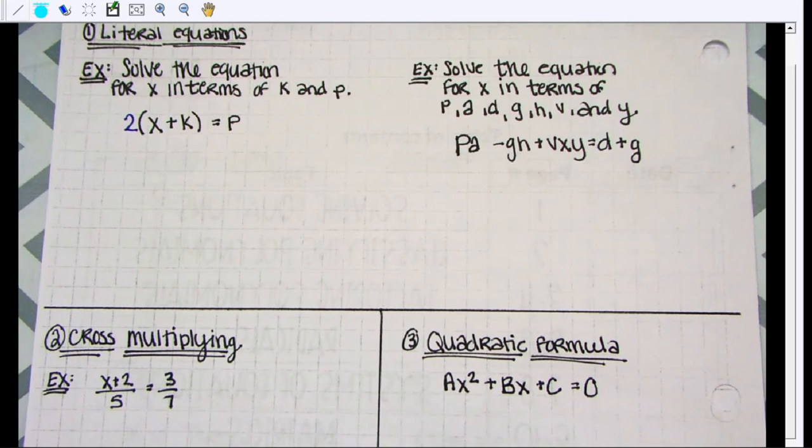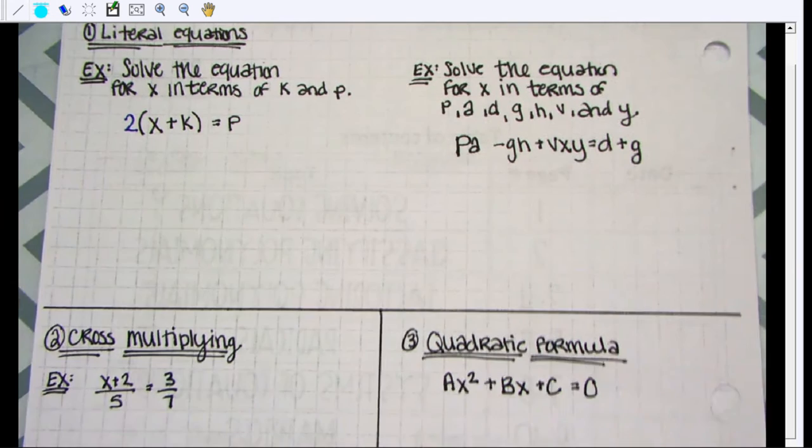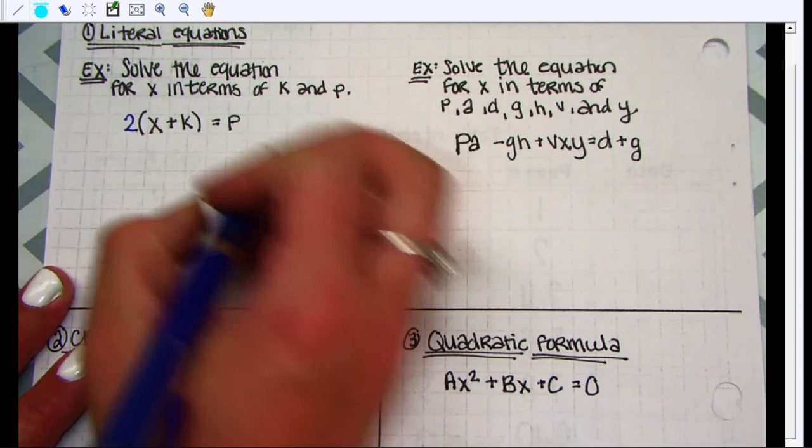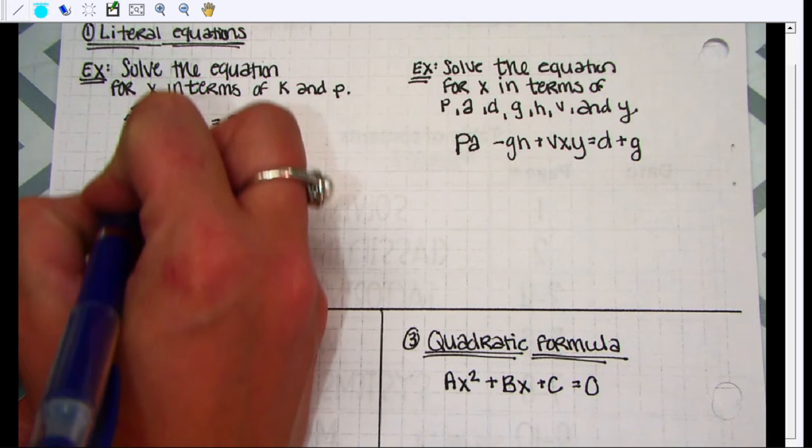The problem is to isolate our x variable and keep everything else in terms of p and k. So we want p and k to be together. We want x to be alone. So what should we do first? Yeah, distribute. You can divide by 2 if you want to, or if you want to clear the parentheses.